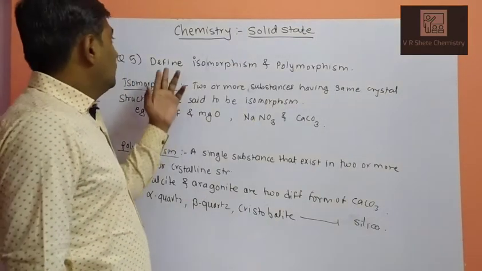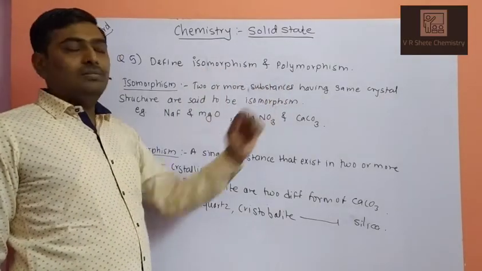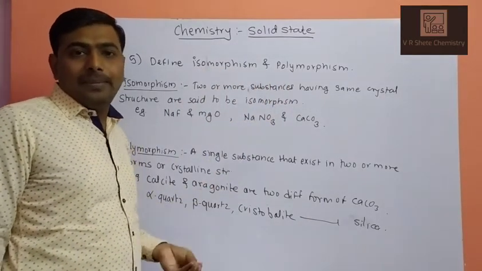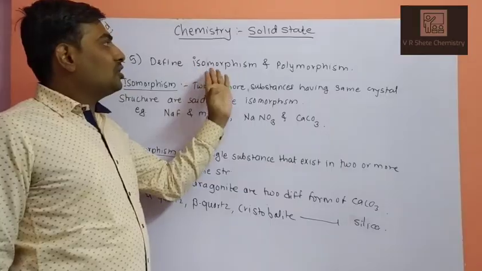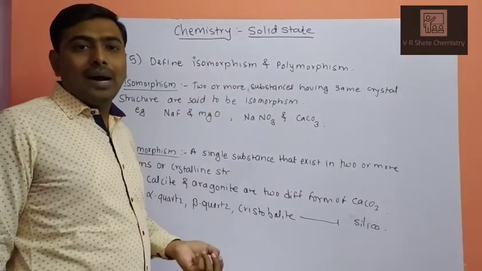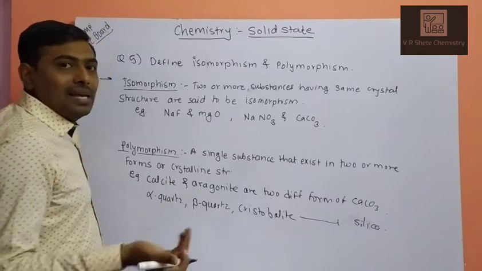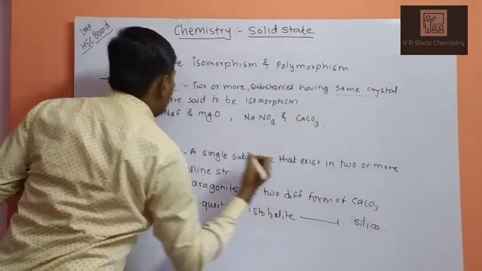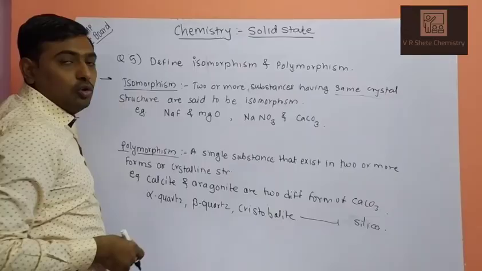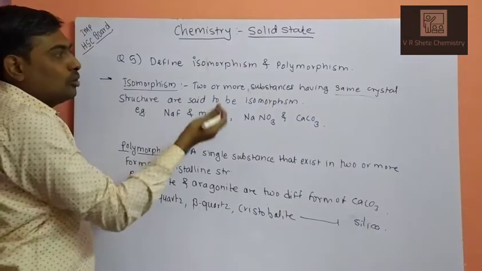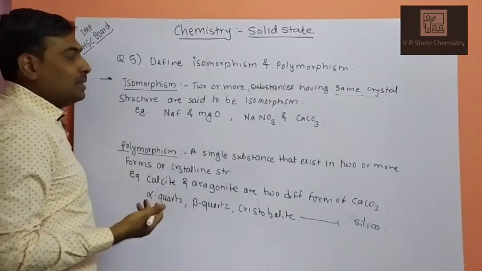Next question. Define isomorphism and polymorphism, or the question may be asked: explain the terms isomorphism and polymorphism for 1 to 2 marks. So isomorphism: two or more substances having the same crystalline structure are said to be isomorphous.